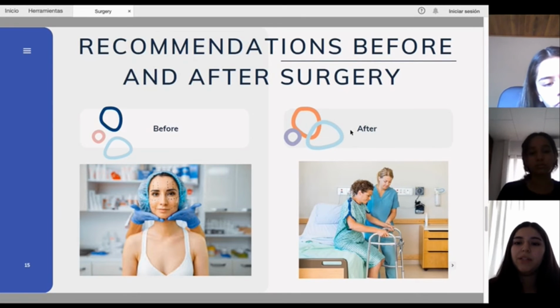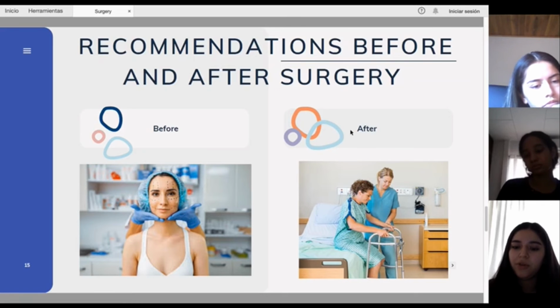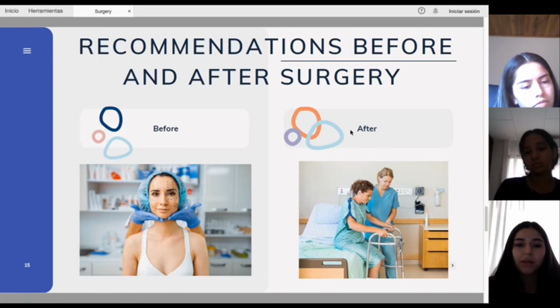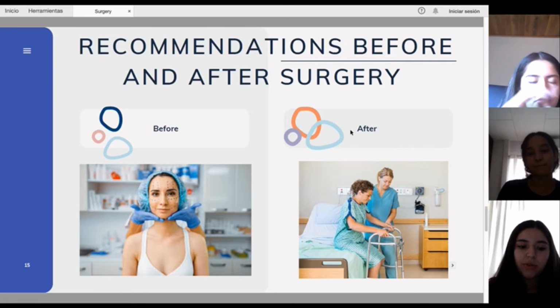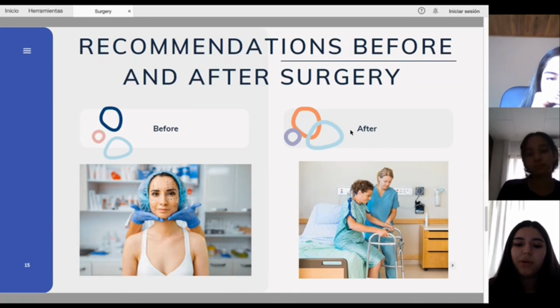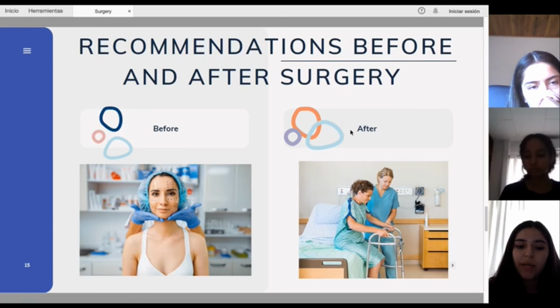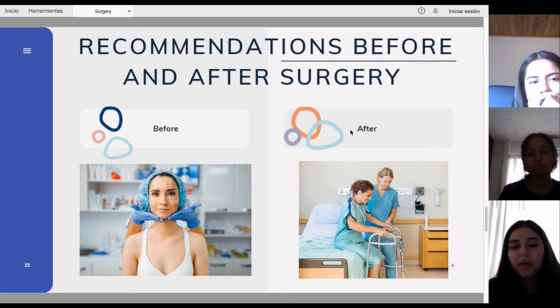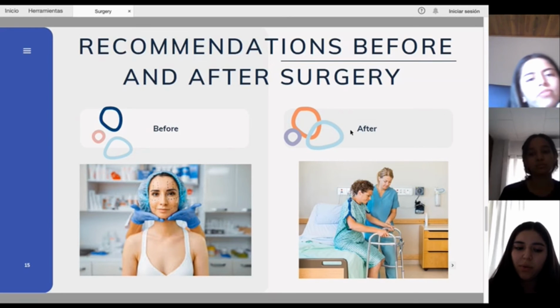Now I'm going to explain some recommendations before and after surgery. Doctors often recommend before surgery to stop drinking and eating for a certain period of time before the surgery, to bathe or clean and possibly shave the area to be operated on. Do not wear makeup the day of the surgery. Do not wear nail polish. Do not wear contact lenses. Leave valuables and jewelry at home. Advise the medical staff of dentures or other prosthetic devices you may be wearing.